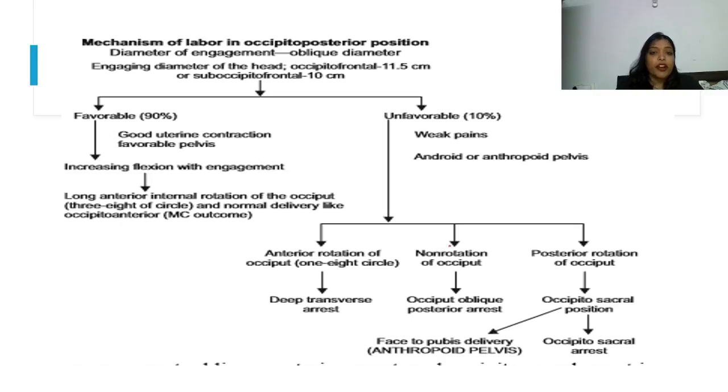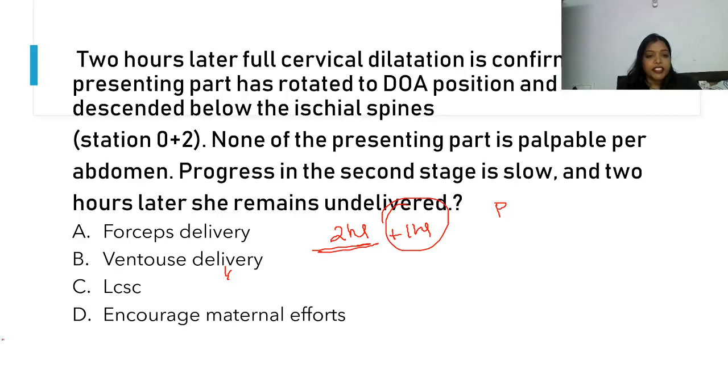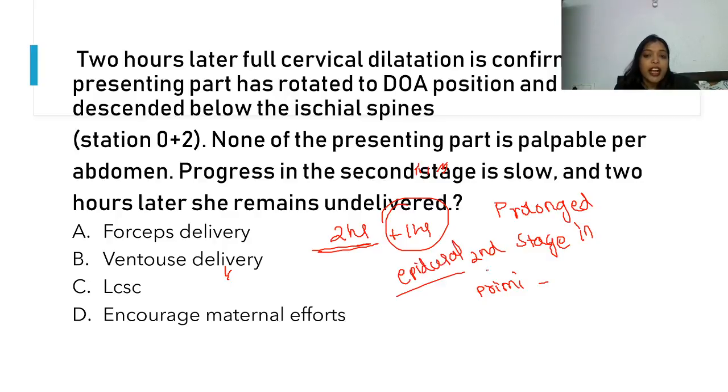What is the cutoff for prolonged second stage? Prolonged second stage in primi is when the baby didn't deliver for more than, because she is on epidural, 3 hours. But here she has finished only 2 hours. Very good. Excellent, Krishna.